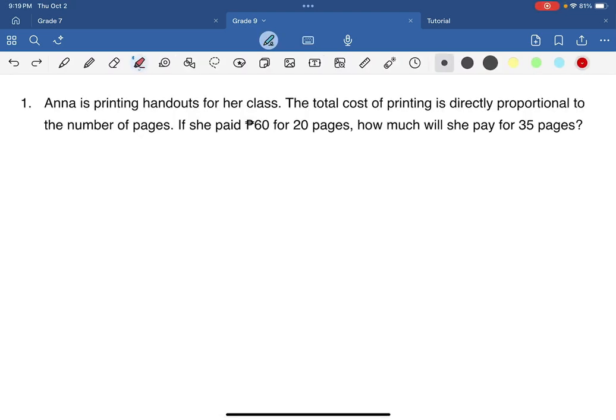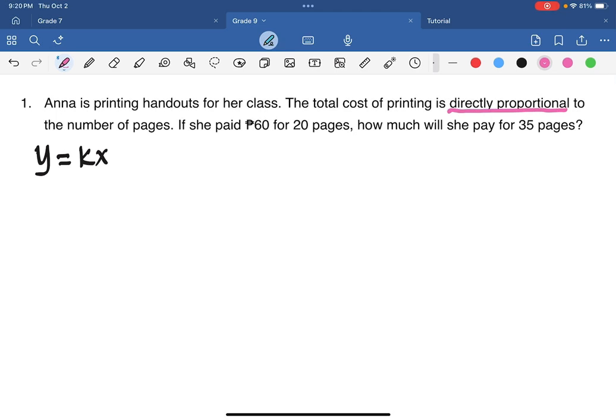For our first problem, Anna is printing handouts for her class. The total cost of printing is directly proportional to the number of pages. If she paid 60 pesos for 20 pages, how much will she pay for 35 pages? Now, going back to the form of direct variation, y varies directly as x. Remember that we could also read this as y equals k times x, or y is directly proportional to x.